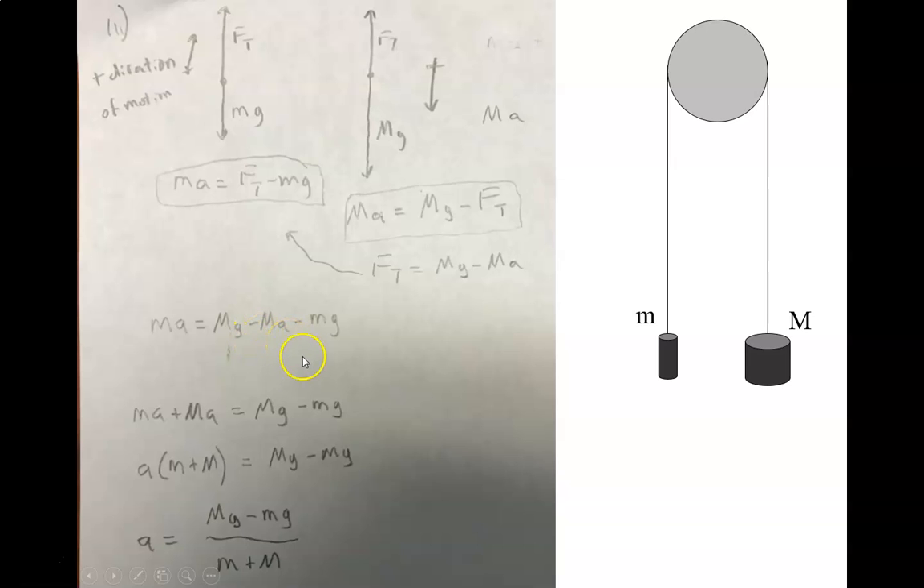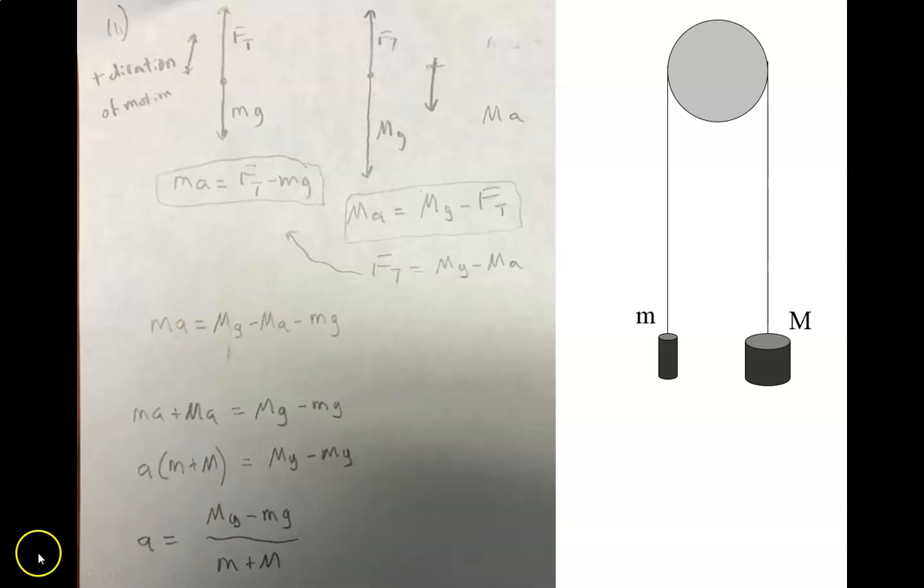Doing some math and some solving, we get that the acceleration equals big mg minus little mg over little m plus big M. My m's don't look very different here, that's unfortunate, but little m plus big M.